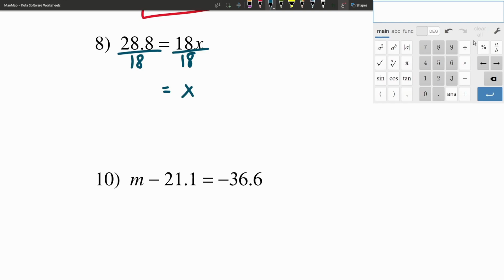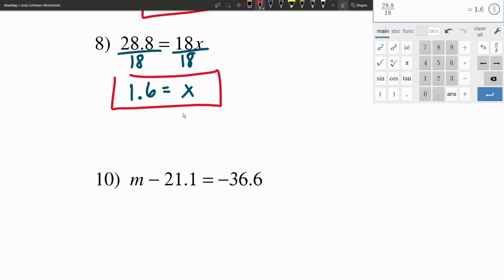This one might be helpful to use a calculator, but you could do long division if you wanted to. So we're going to say 28.8, and then we're going to divide that by 18, and that's equal to 1.6. So 1.6 is our solution for number 8.